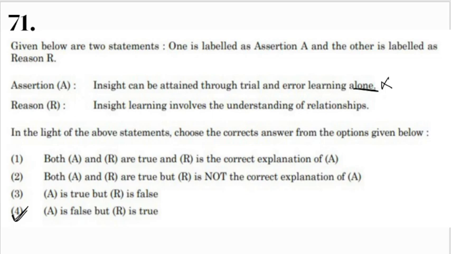Mic is not muted. Okay, yeah, they have muted them. So basically here we are done with almost 71 questions which were asked in the 2022 CUET paper.